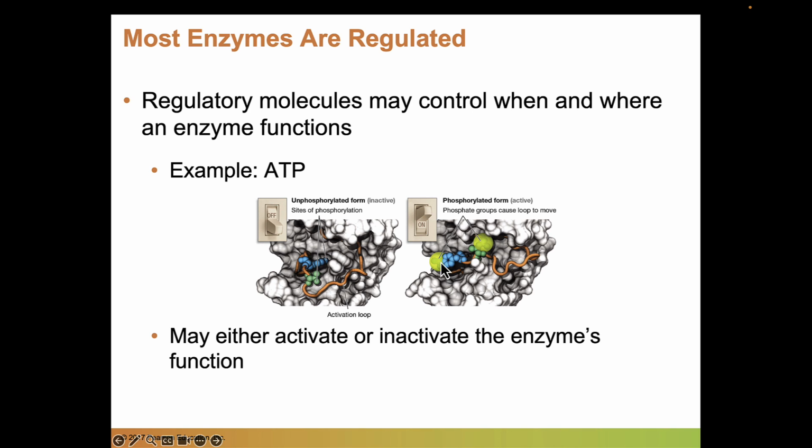But when the molecule becomes phosphorylated by ATP, the activation loop moves, and now the substrates can bind to the active site. Phosphorylation may activate an enzyme, just like in the example we talked about, or it may work in the reverse and change the conformation so that the enzyme can't bind to its substrate, in which case it inactivates the enzyme.